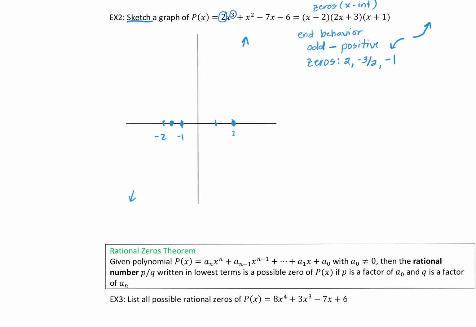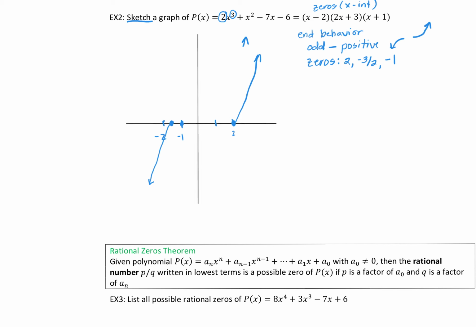So looking at the zeros and the end behavior, I have no choice. My negative 3/2, that's my last zero. I have no choice but to go down from there, following that end behavior. And then when I look at the 2, I have no choice here but to go up and follow that end behavior. Now this graph is going to look kind of weird.